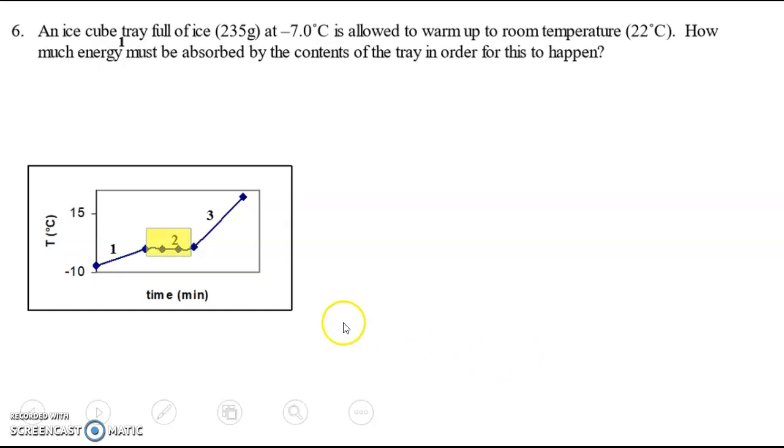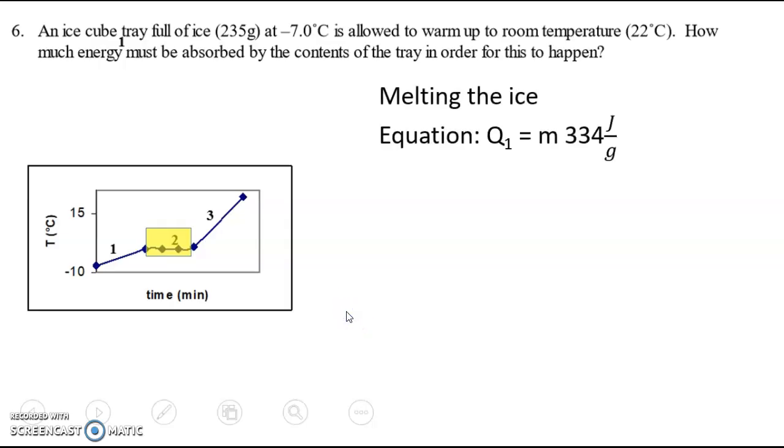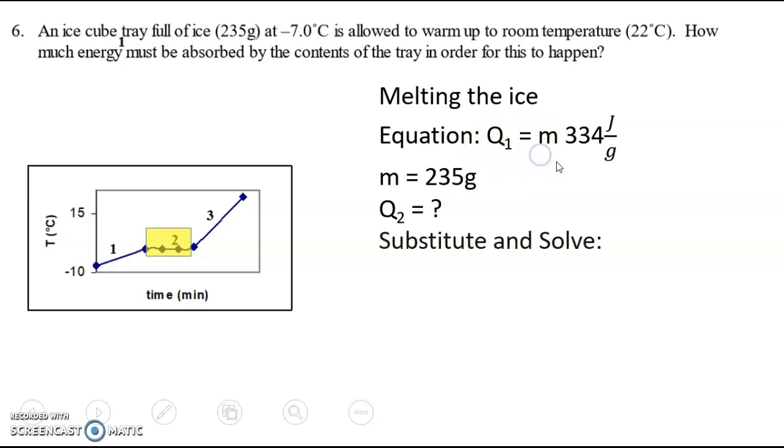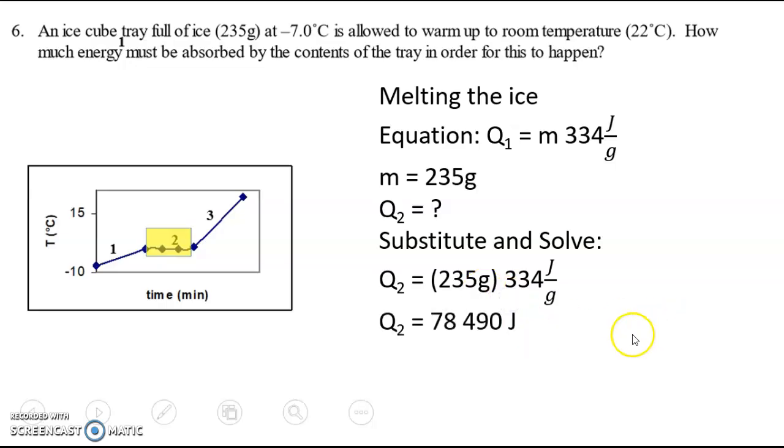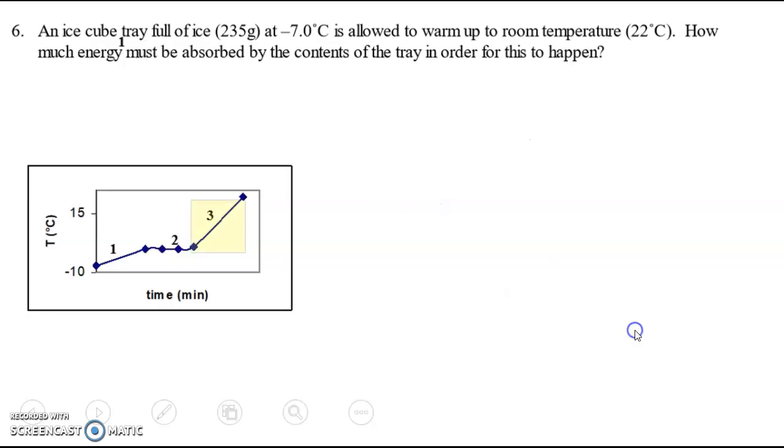So now we need to melt that ice, because it all has to melt to warm up to room temperature. So melting the ice, the equation is going to be the mass of the ice times the heat of fusion, which is 334 joules for every gram. Our mass is 235 grams. So again, we're solving for Q, so we don't have to rearrange anything. We just substitute and solve. So we take our 235 grams times the 334 joules per gram. The grams cancels again, and it's going to leave us with 78,490 joules.